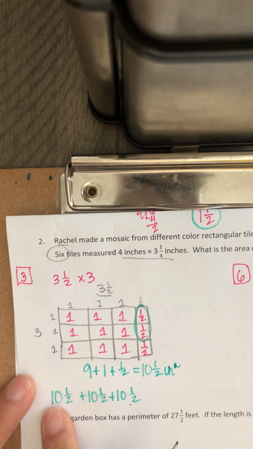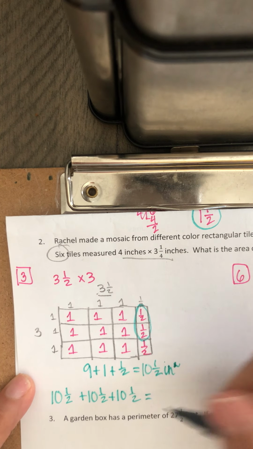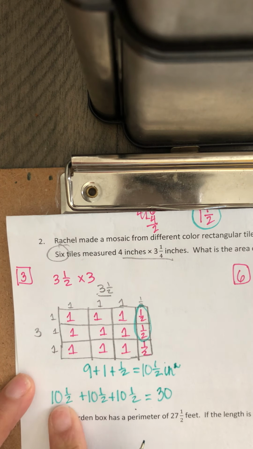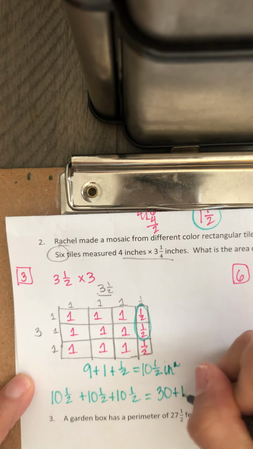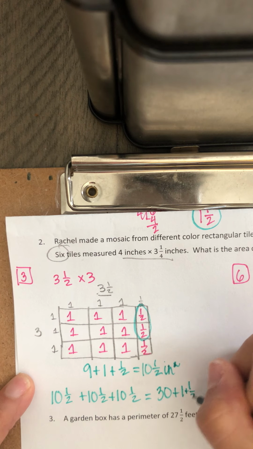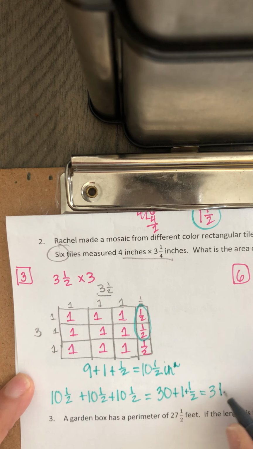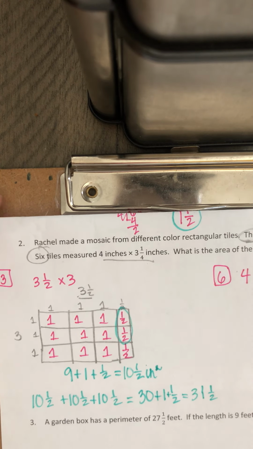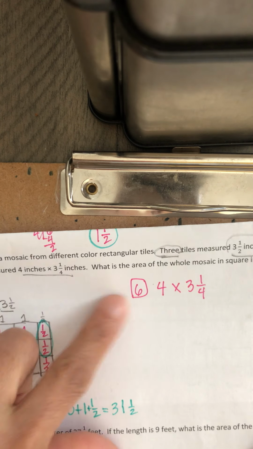Right? So 10 plus 10 plus 10 is equal to what? 30. What's 1/2 plus 1/2? That's 1, right? Plus another half. And that's equal to 31 1/2. Okay? So the next thing, we have to still finish those other 6 tiles.